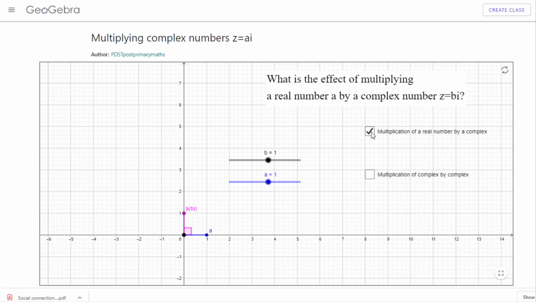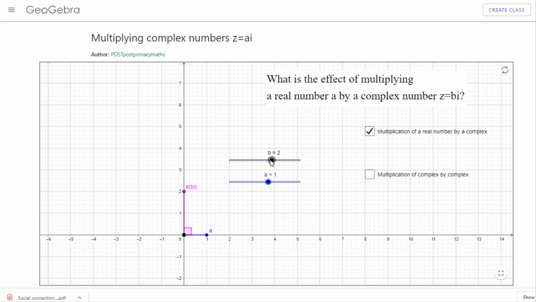Students have previously investigated the effect of multiplying any real number by i. Students can revisit this prior knowledge by changing the value for B to be 1. Students can then investigate the effect of multiplying by a multiple of i, for example, multiplying by 2i, 3i, etc.